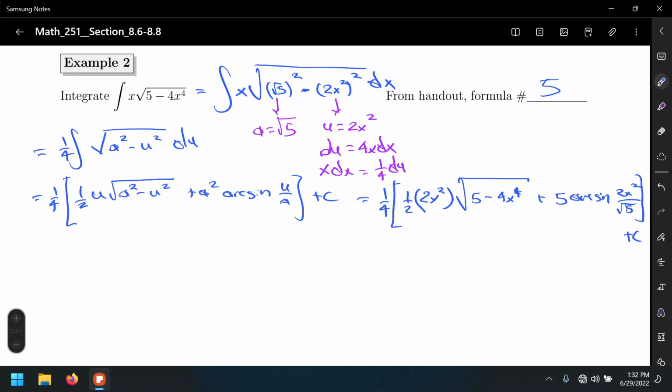So let's simplify these coefficients. These two are going to get cancelled, but in this case we will be left with this 1/4 multiplying x squared square root of 5 minus 4x squared. And then don't forget here to distribute this 1/4 multiplying with the 5, giving us a 5/4.